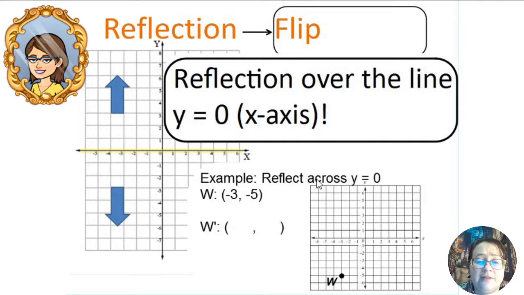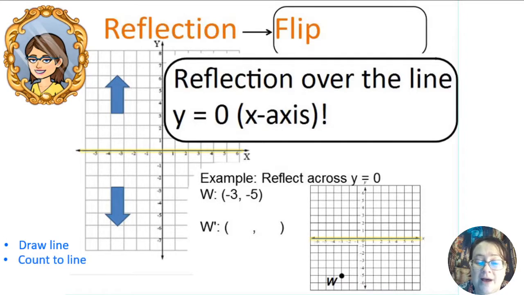So when we reflect across y equals 0, we have our point, -3, -5. We want to find W prime. So what we do is we draw our line. We're reflecting over the x-axis, or the line y equals 0. That's where we draw our line.